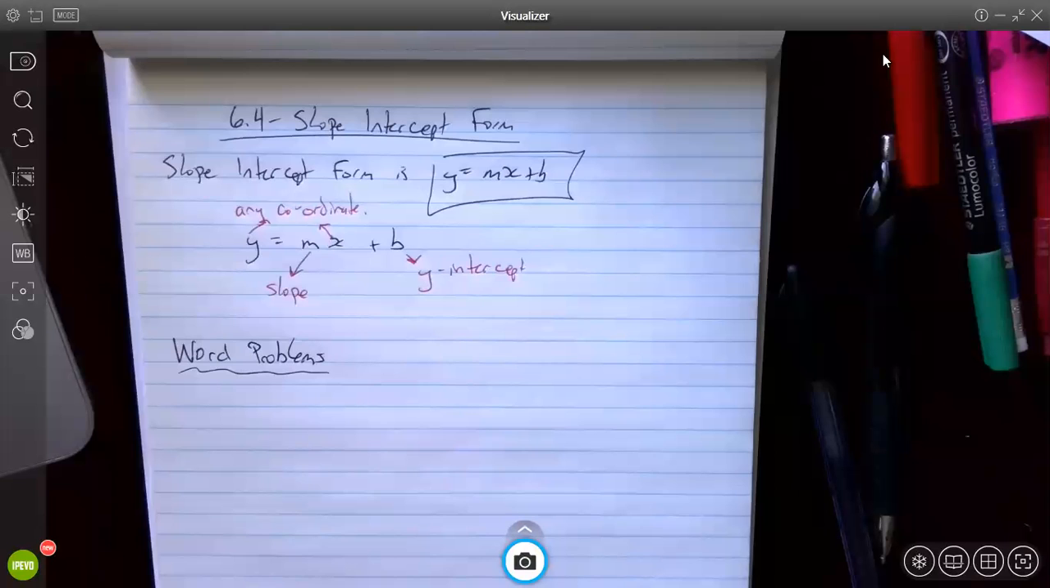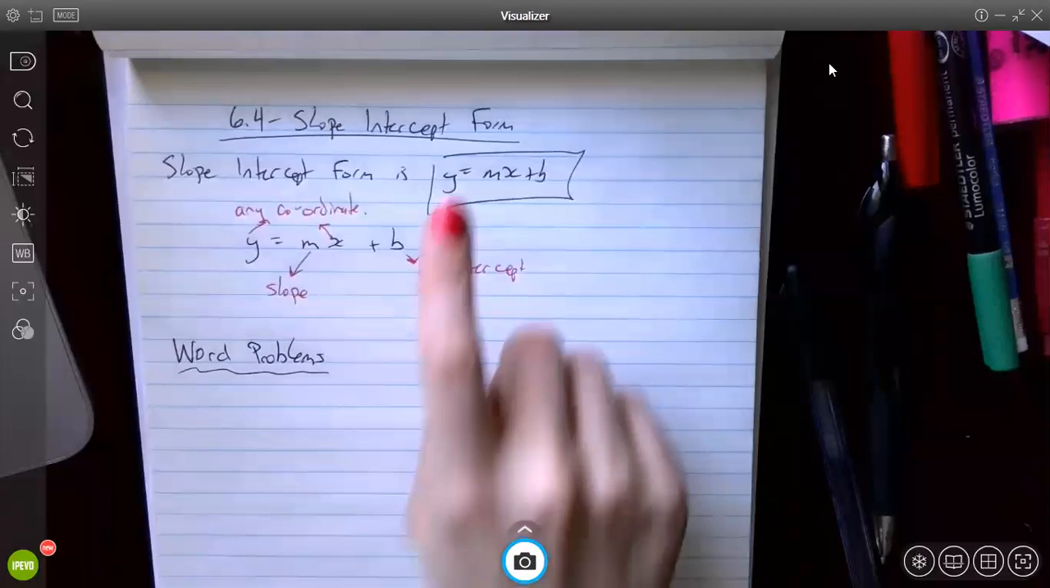Okay, so this is lesson 6.4. Yes, we have skipped 6.3. You're not missing anything. And it's, like I said, all about slope-intercept form, which is y equals mx plus b. The rest of this chapter is all about different forms of equations of lines. So we're going to start today by reviewing the one that you're familiar with, and the next couple days we'll be looking at other ways of representing a line.